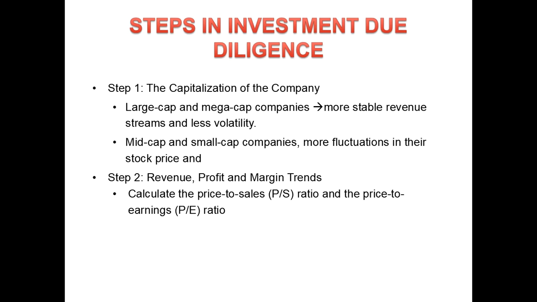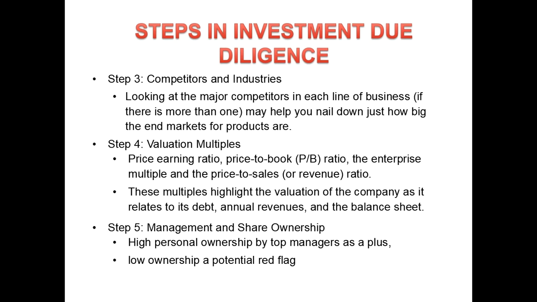Then step 2 is revenue, profit and margin trends. You'll have to calculate the price to sales ratio and the price to earnings ratio, look at the revenues, the profits, the trends in the margin, and whether it is consistent. Next step is looking at the competitors and industries. Looking at the major competitors in each line of the business, if there is more than one, may help you nail down just how big the end products and the end markets for the products are.